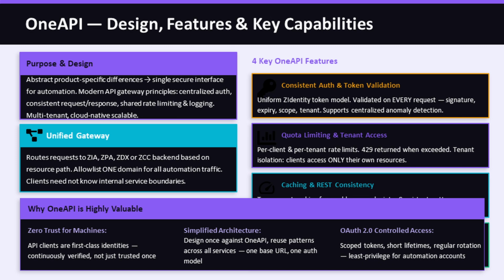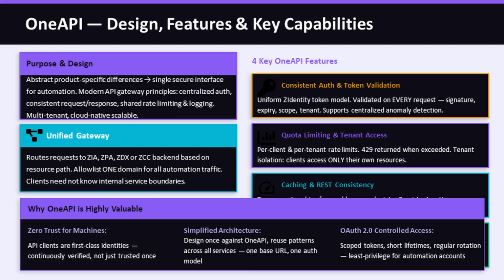This is built on modern API gateway principles, centralized authentication, consistent request and response formats, and shared concerns like rate limiting, caching, and logging handled once at the gateway layer rather than in every client script. As a unified gateway, one API routes requests to the appropriate Zscaler backend based on the resource path in the URL. Your scripts send requests to one endpoint. One API figures out whether it needs to talk to ZIA, ZPA, ZDX, or ZCC.